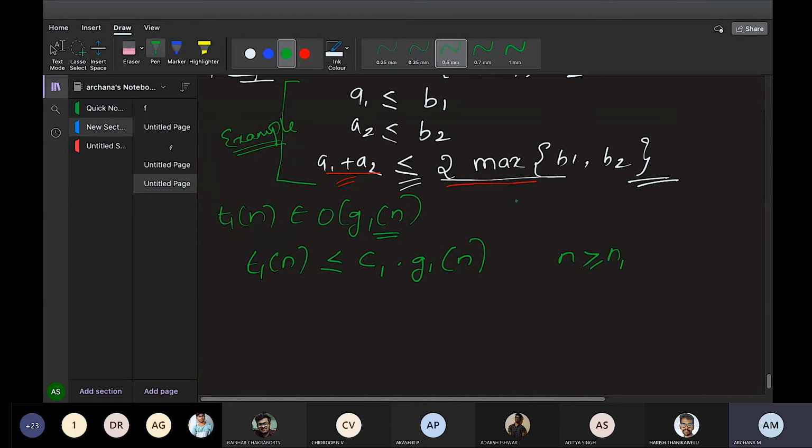Okay, then you have T2 of n belongs to big O of G2 of n. So for this, what do we have to write? T2 of n is less than or equal to C2 of G2 of n. Okay, so these are very, very important formulas. We have already seen these two formulas. So when you get this big O, you have to represent it in this form. We have gone through all these formulas in the beginning itself.